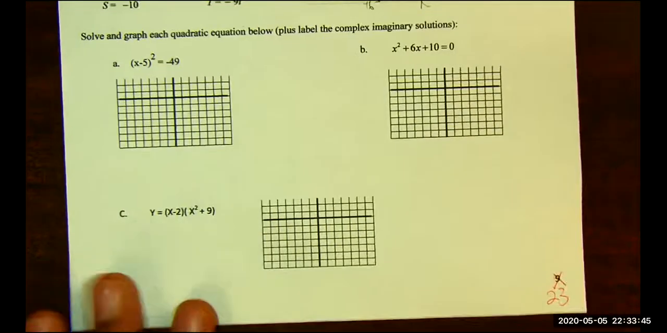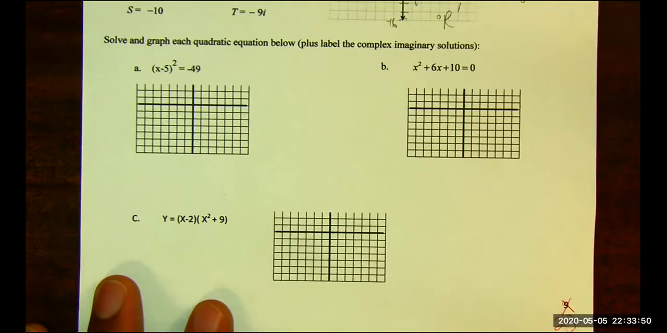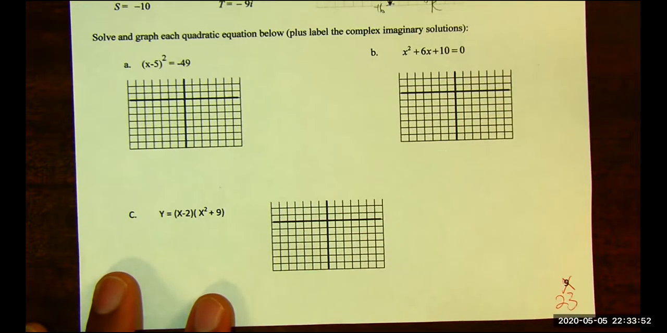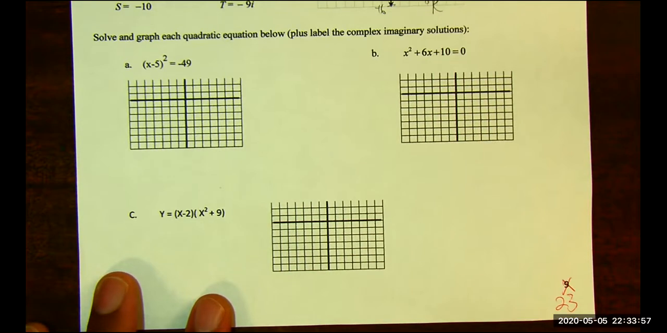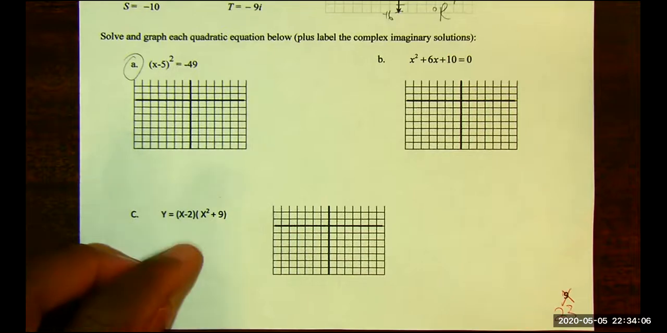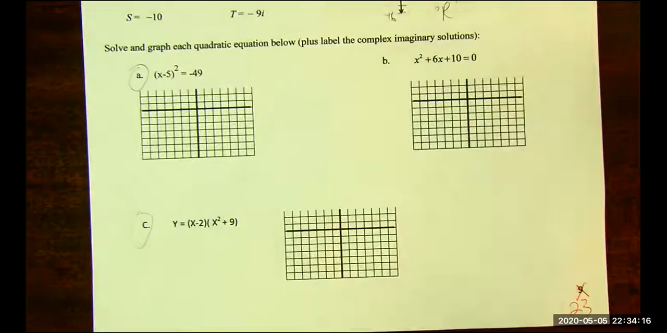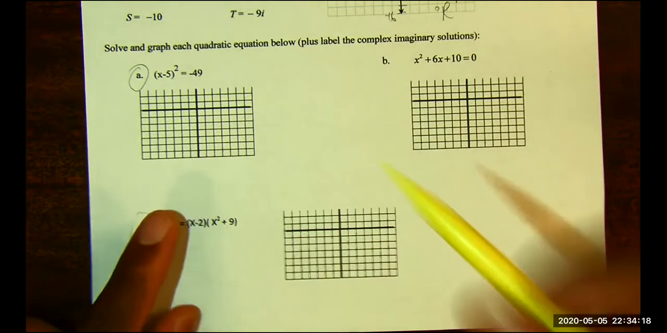Okay, I've already graphed quadratics in another video, but for those of you that don't bother watching the videos, maybe you should make the effort. I'll do like one of these, maybe 2 of these. Solve and graph each quadratic equation below, plus label the complex imaginary solutions. This is super easy. I'm going to do this one. I'm going to do C because C looks like it could be fun. This one, we could either complete the square or use the quadratic formula. Either way, it works out.